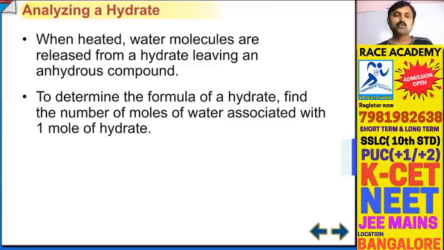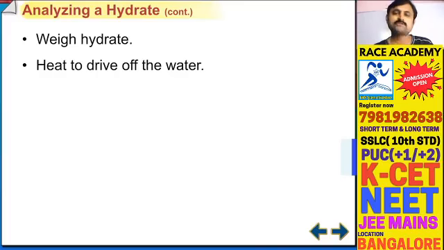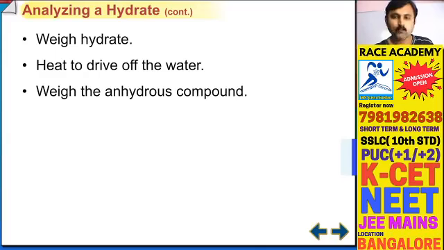So how to determine the formula of a hydrate is to find the number of moles of water associated with 1 mole of hydrate. How many water molecules are associated with 1 mole of hydrate, that we have to first calculate. Weigh the hydrate and heat to drive off the water. That means when the water leaves completely, then you can understand the compound mass.